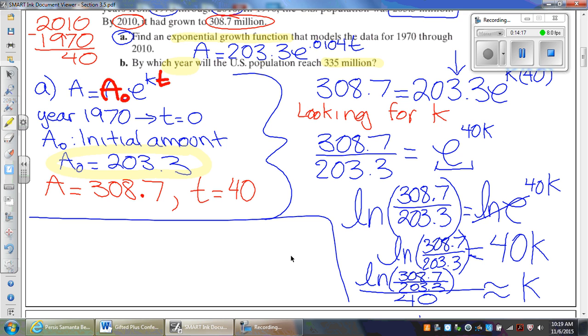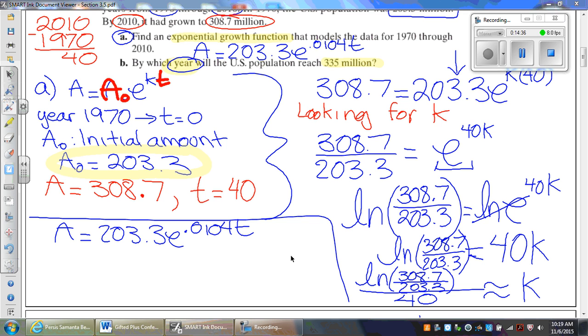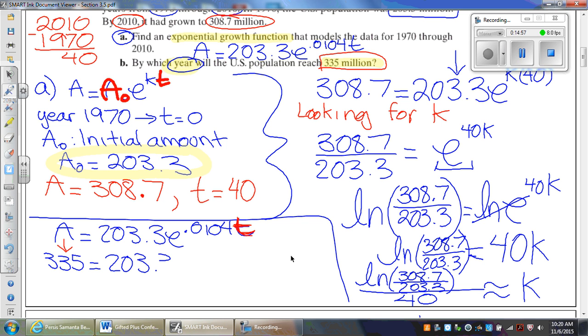All right, so now we're going to use the answer from part A to answer part B. So now that we have an equation for it, that will be A is equal to 203.3 times e to the power 0.0104t. Now the question is by which year? So we're going to be looking for t. That is our unknown. First we were looking for k, now we're looking for t. But we know that the final amount is 335. So in this case, we substitute the A with 335 and then we will have that.